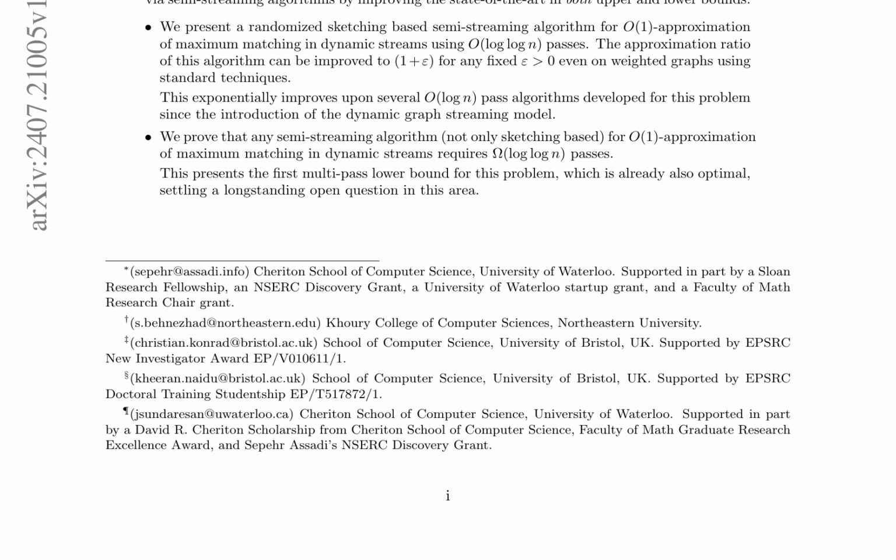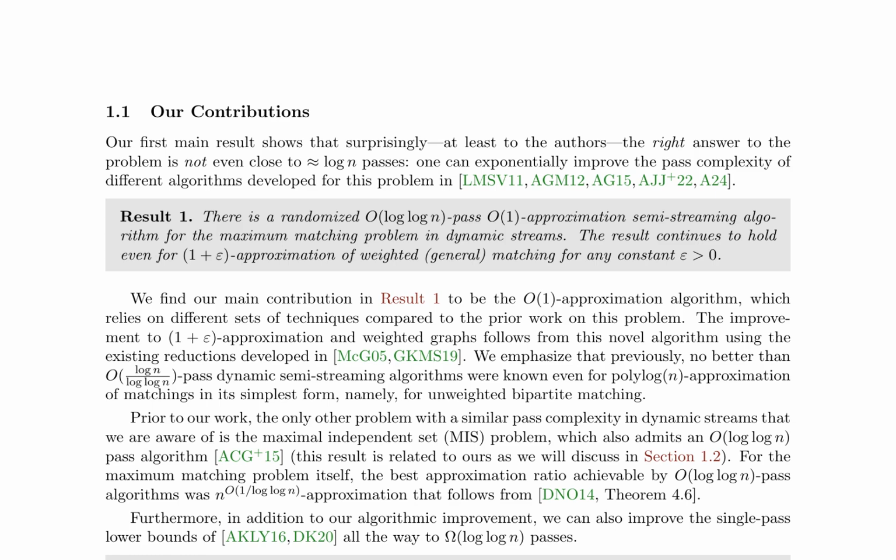This lower bound is based on the hierarchical embedding technique and uses information-theoretic arguments to address challenges in applying hierarchical embeddings for approximate matchings. The paper's contributions include settling the past complexity of approximating maximum matchings in dynamic graph streams, presenting a randomized sketching-based semistreaming algorithm, and proving a lower bound of omega(log log n) passes. The techniques used include a model-independent reduction from matching to MIS, a random-order greedy algorithm for matching, and information-theoretic arguments for the lower bound.